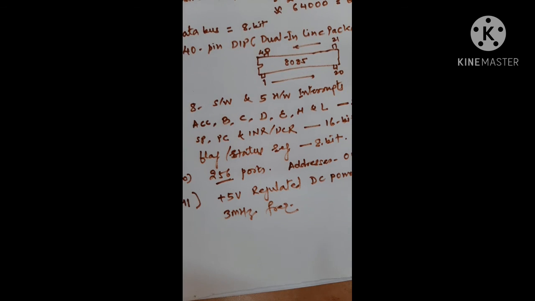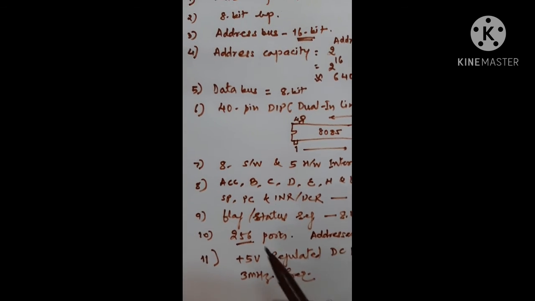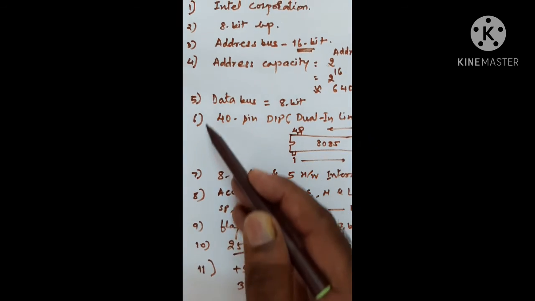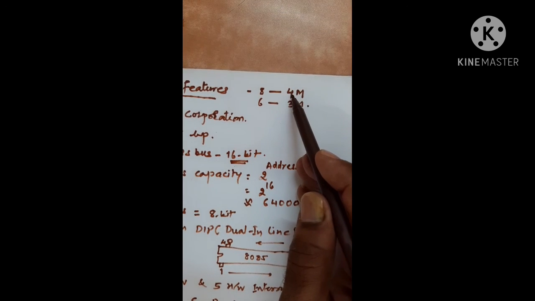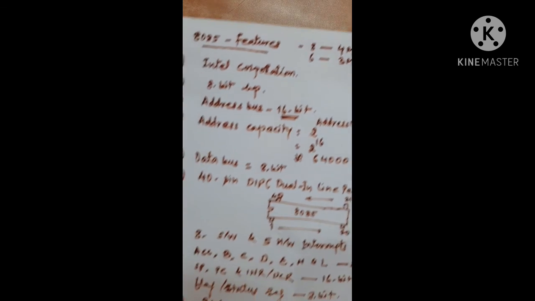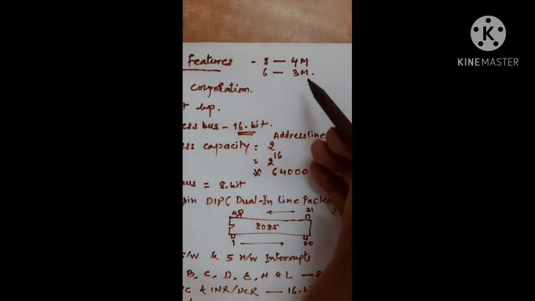So you have to prepare any 8 features from these 11 to get 4 marks, or the question may ask you to write 6 features out of these 11 to get 3 marks.